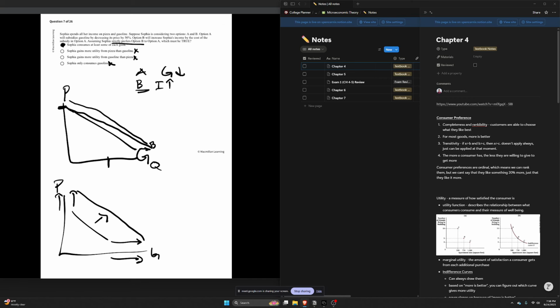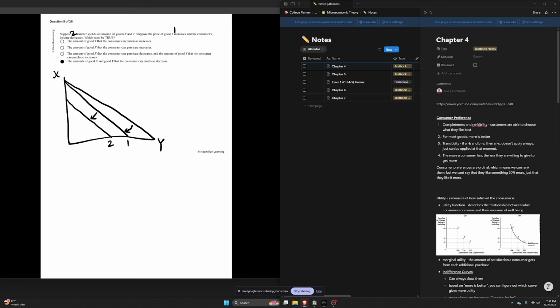If she was consuming only gasoline, then she would prefer option A. And if she was only consuming pizza, then she would be completely indifferent. She wouldn't care if it was A or B. And the only way for her to prefer B over A instead of being completely indifferent is her consuming at least one of each good.